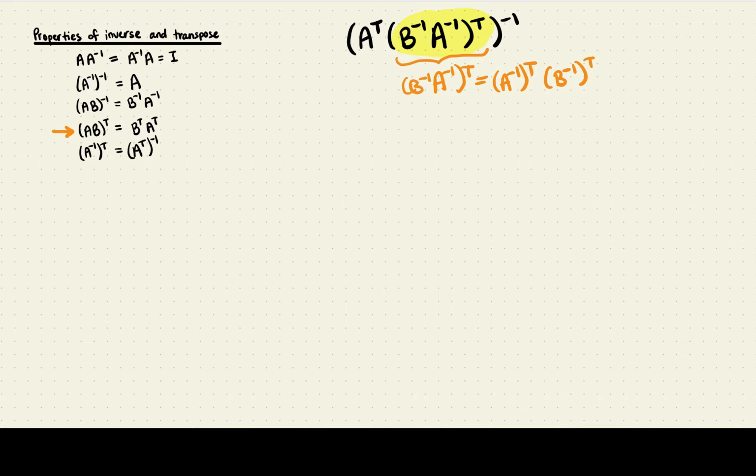So notice that I swapped the order here. B inverse was on the left, now it's on the right. A inverse was on the right, now it's on the left. And the transpose then can get distributed.